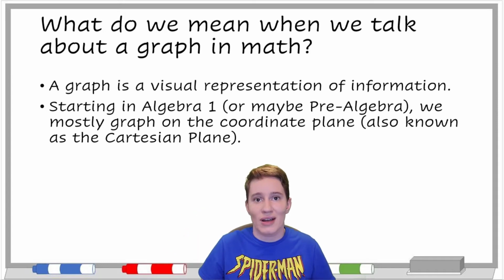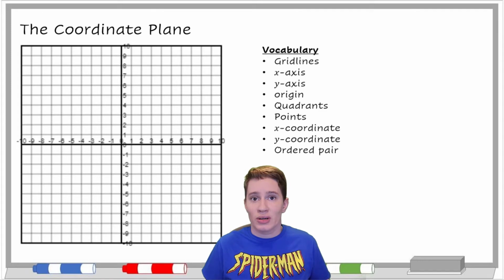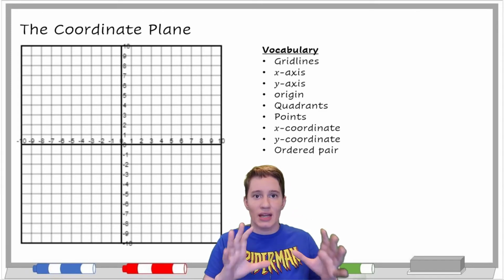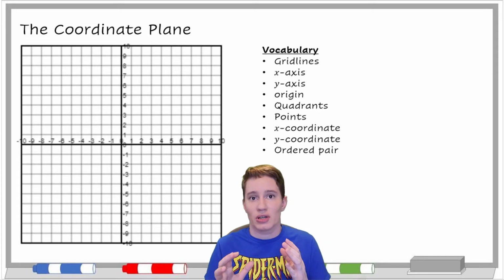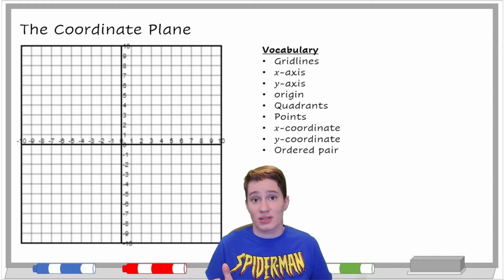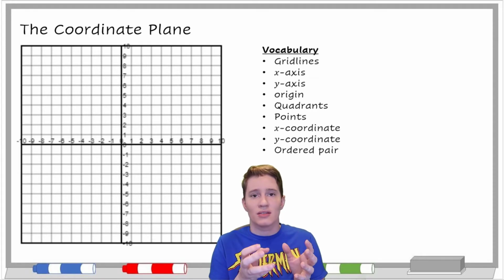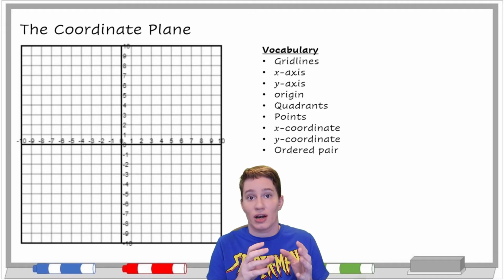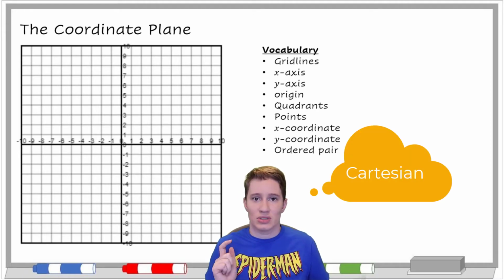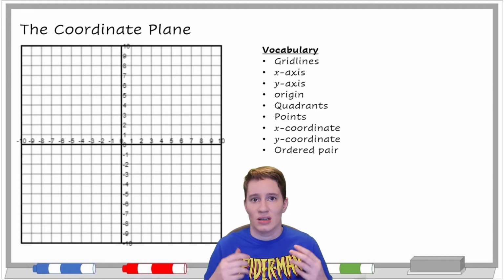Okay, let's look at some more vocab. So the coordinate plane is what I have pictured here. It is made up of different things. There's some vocabulary we're going to go over to make sure we understand it. But if somebody asks you to graph something on a coordinate plane, this is the visual that we should have in our head. It is also called a Cartesian plane, which is named after the guy who came up with it. His name was Descartes. It's called the Cartesian plane or the coordinate plane.